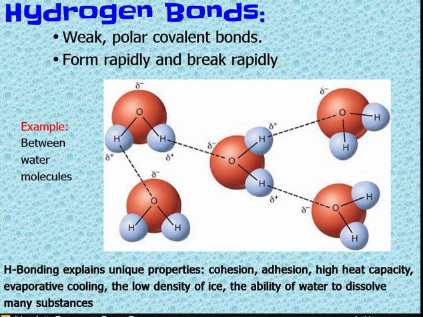So the example of hydrogen bonds is between water molecules, and hydrogen bonding explains some of these unique properties of water. Cohesion and adhesion, we're going to learn what those are. High heat capacity, that means its ability to take in heat without boiling too fast. Evaporative cooling, how when it evaporates it cools down. The low density of ice, the fact that ice floats. The ability of water to dissolve many substances. All of those properties are due to this wacky hydrogen bonding, the fact that the oxygen is attracted to the hydrogen, so water is attracted to itself, but very weakly.